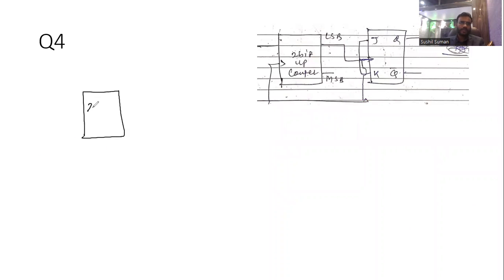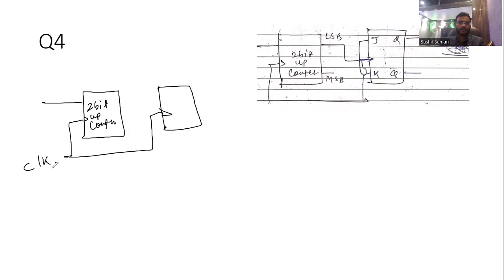This is your 2-bit up counter. Let's say this is your input, and the clock pulse is applied. You have given this MSB dot LSB. Be careful, this is your LSB. Now this LSB is the input of the JK flip flop. This is J, this is K. This is Q, this is Q bar. So we have to find the output frequency.